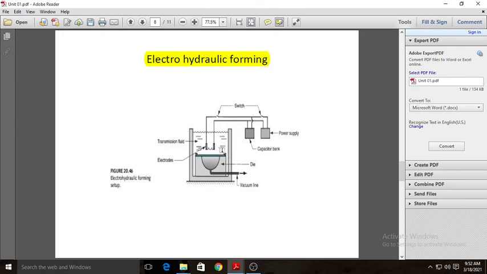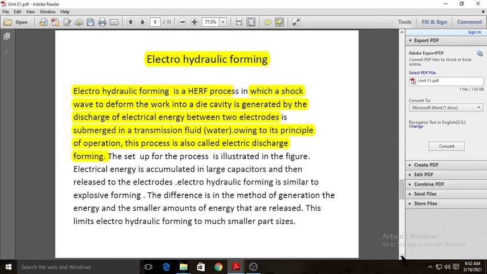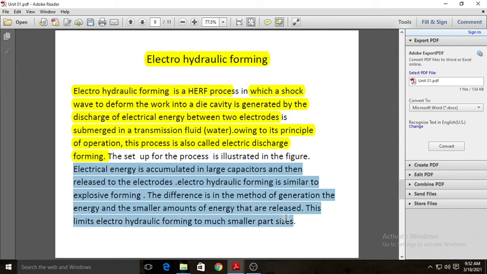So when this electric spark is generated between these two electrodes, it causes the creation of shock waves, and because of the shock waves the workpiece collapses into this cavity, and we get its shape by electro-hydraulic forming. The electric energy is accumulated in a large capacitor and then released to the electrodes. Electro-hydraulic forming is similar to explosive forming. The difference is in the method of generating the energy and the smaller amount of energy that is released. This limits electro-hydraulic forming to much smaller part sizes.